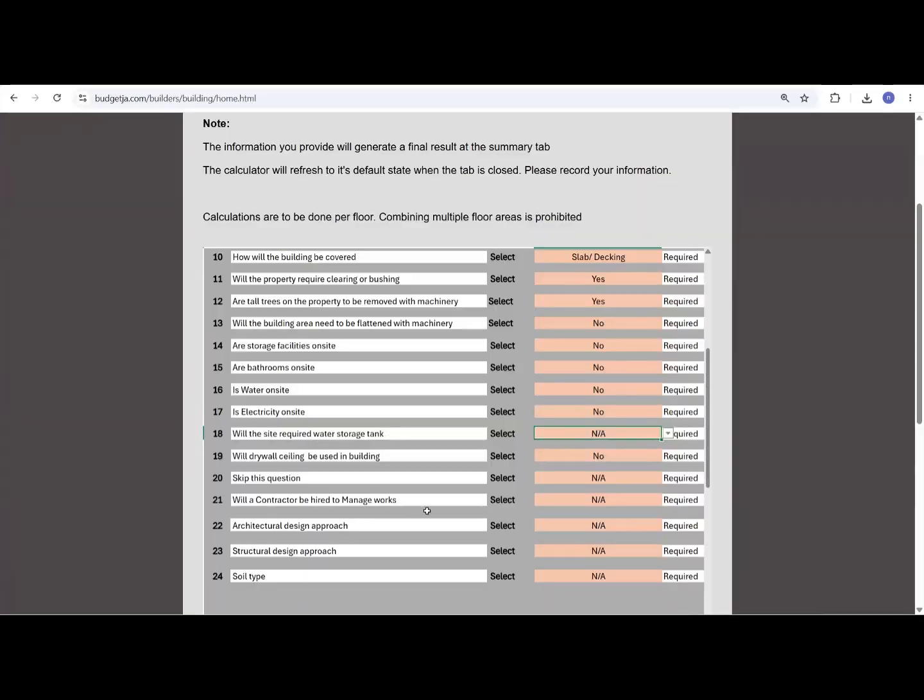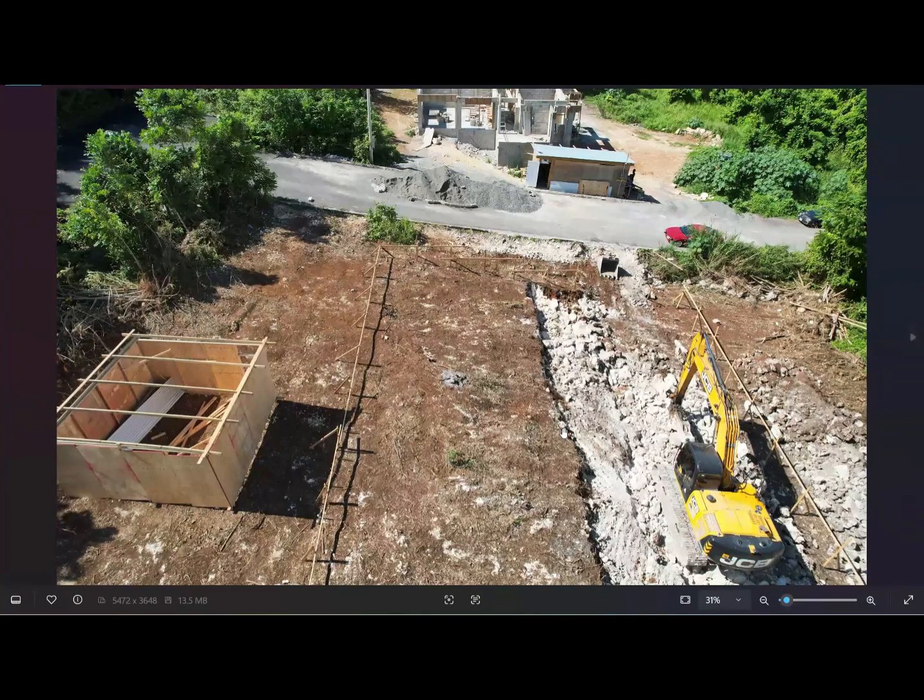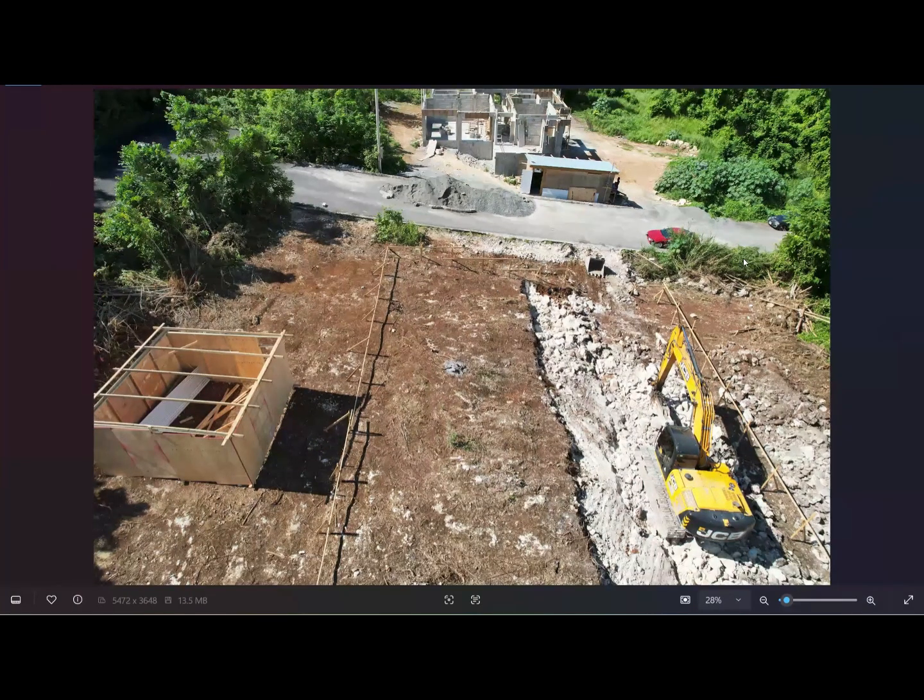Number 18 is asking if a water storage tank is going to be needed. Now, this is highly recommended, but you can have situations where you are going to work on a location and there are drainage or water storage facilities already on site. So that is something to consider.